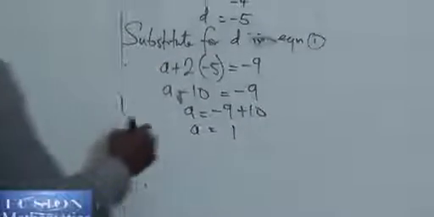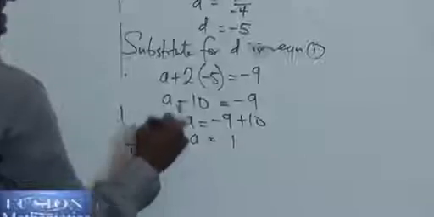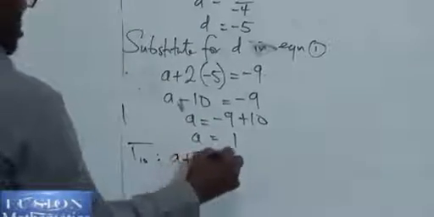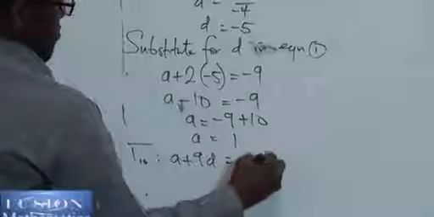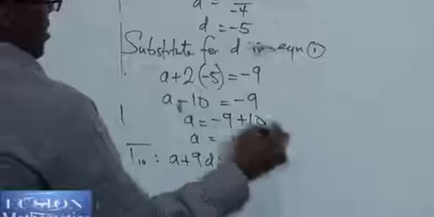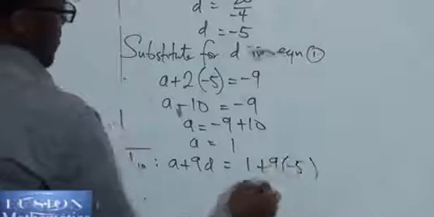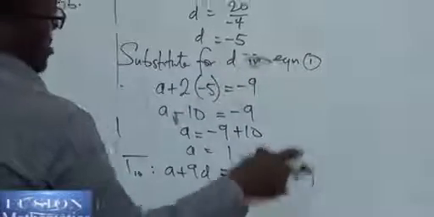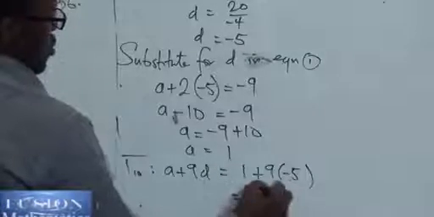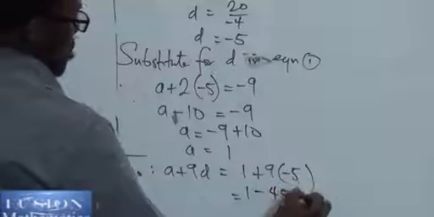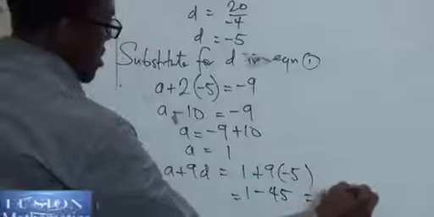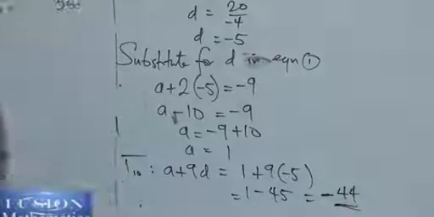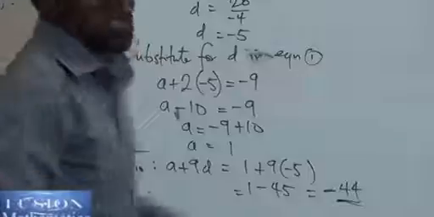For the 10th term, we know that the 10th term will be a plus 10 minus 1, which is 9d. So wherever we see a, we put in 1 plus 9d. What is d? Minus 5. So this will be 1 plus 9 times minus 5, which will give us minus 45, which will give us minus 44 as our answer for the 10th term. So that is how we solve the first question.